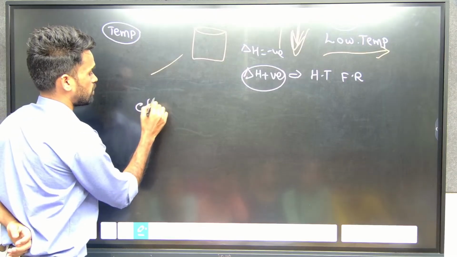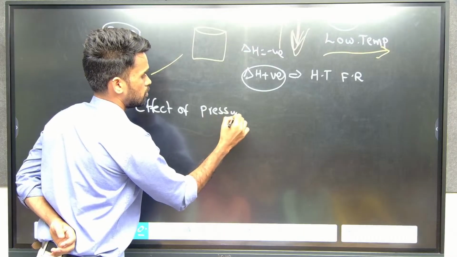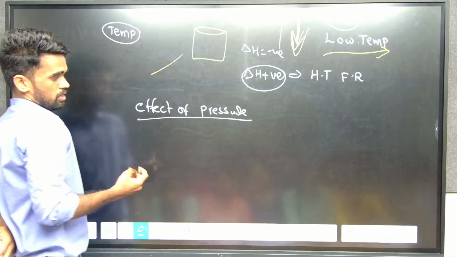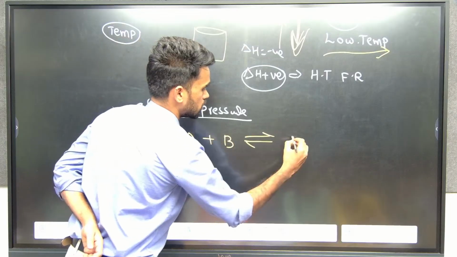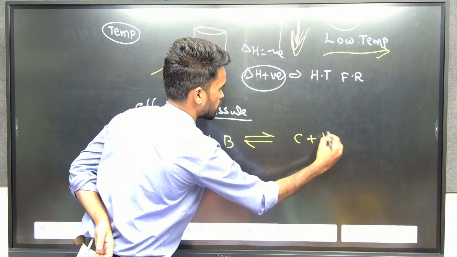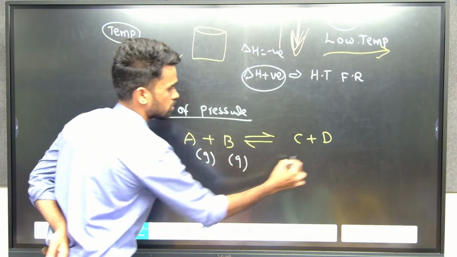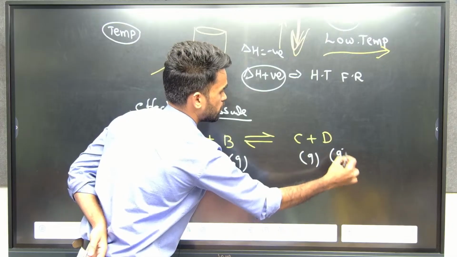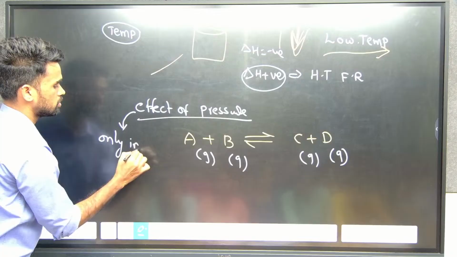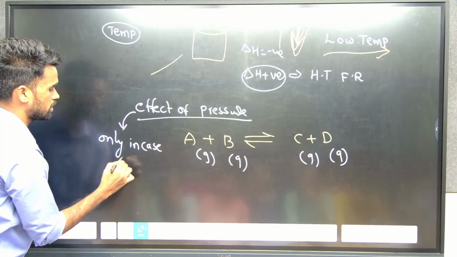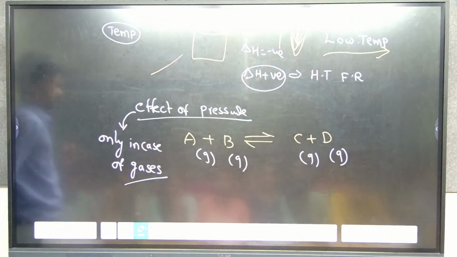Next one, listen to this very clearly: effect of pressure. Please listen here, otherwise it won't be clear to you. A plus B gives C plus D. Let us say all of these are gases only. The effect of pressure is seen only in the case of gases.